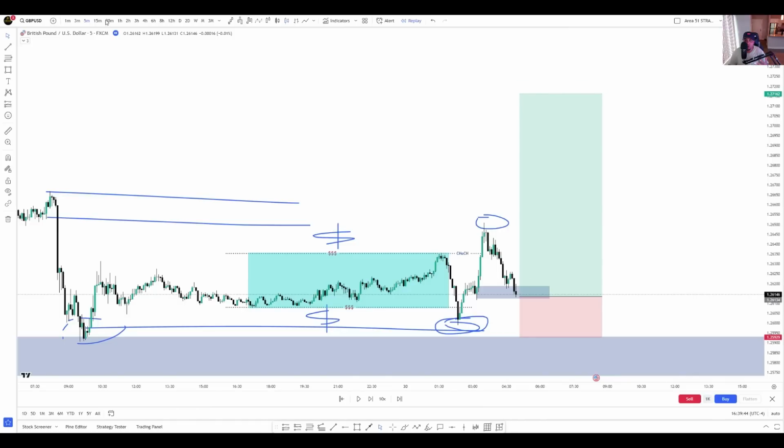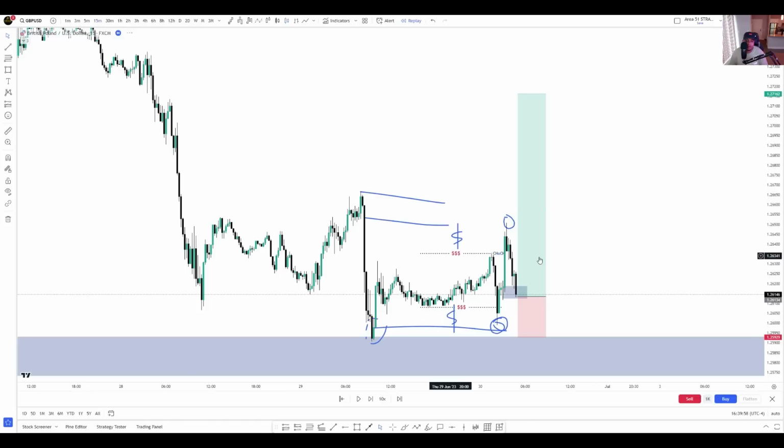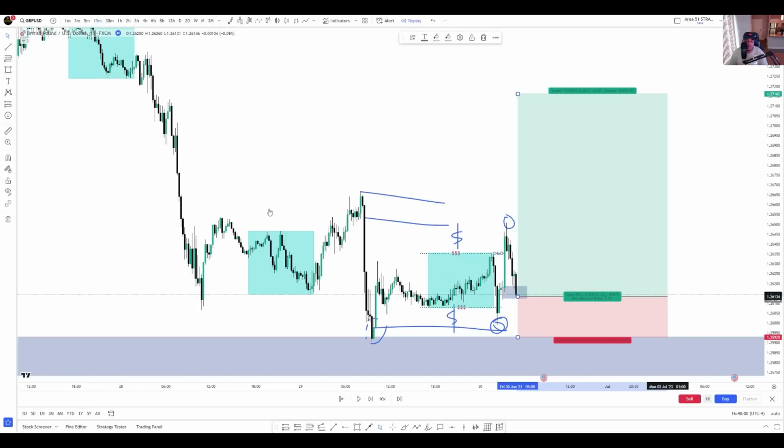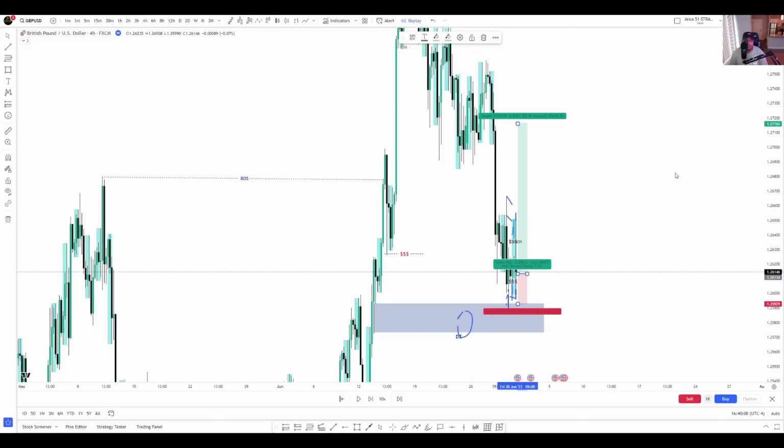All right, so now let me tell you why I set my take profit to this area here. I'll show you why. On the higher time frame, give me 1 second, let me make this a little bit more visible. All right, now let me go to the higher time frame and show you guys why I set my take profit over here.